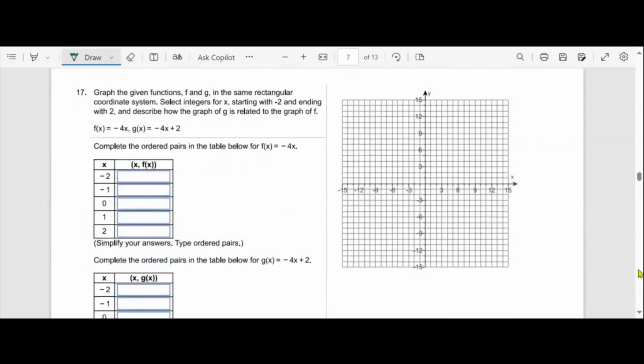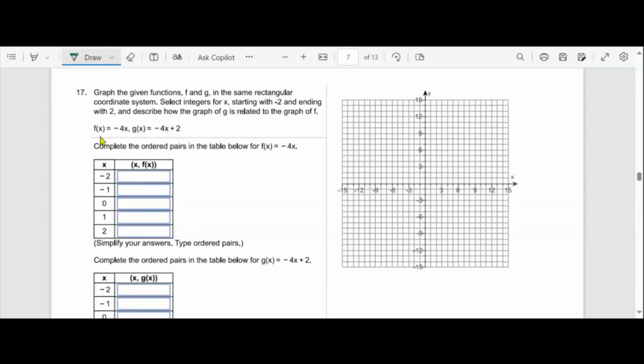Number 17. Graph the given functions f and g in the same rectangular coordinate system. Select integers for x, starting with -2 and ending with 2, and describe how the graph of g is related to the graph of f. f of x equals -4x, g of x equals -4x plus 2.